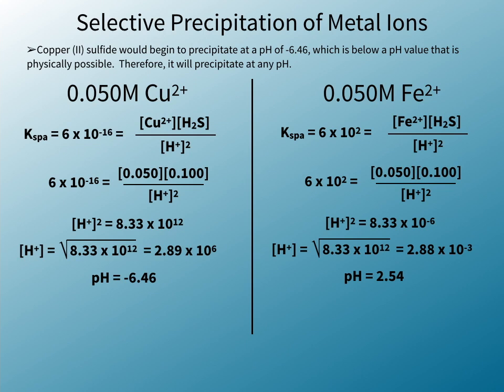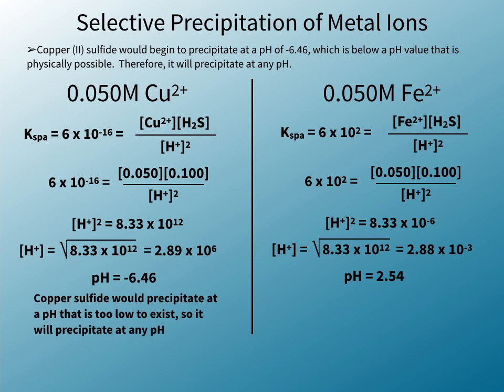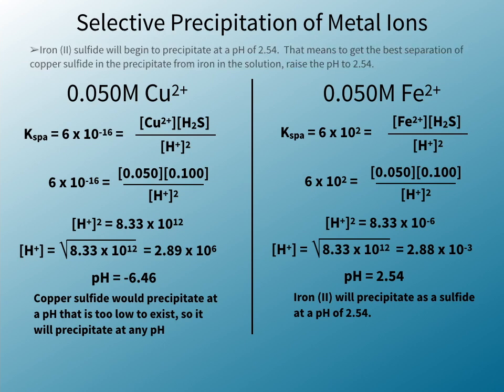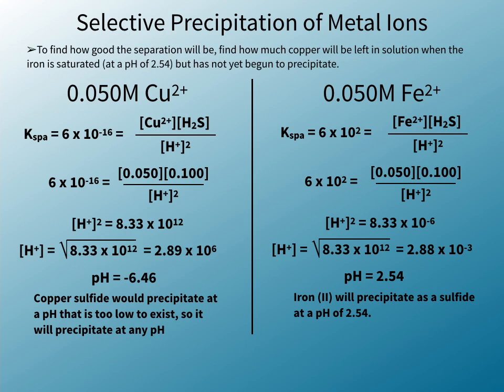Copper-2 sulfide would begin to precipitate at a pH of negative 6.46, which is below a pH value that's physically possible. Therefore, it will precipitate at any pH. Iron-2 sulfide will begin to precipitate at a pH of 2.54. That means to get the best separation of copper sulfide in the precipitate from iron in the solution, raise the pH to 2.54.